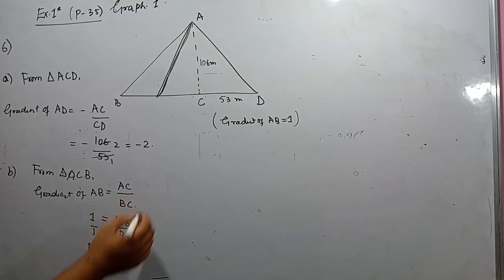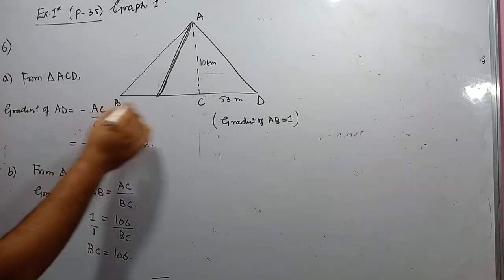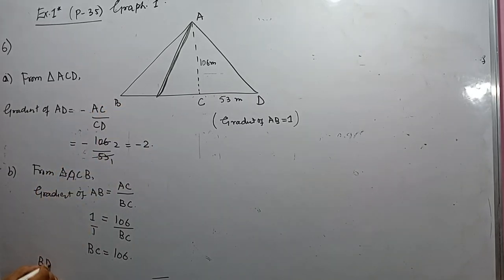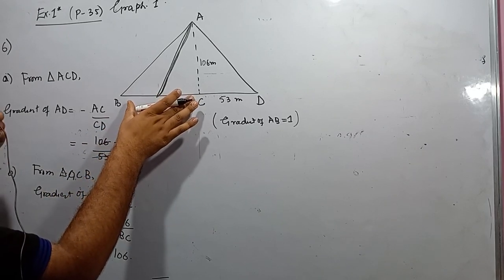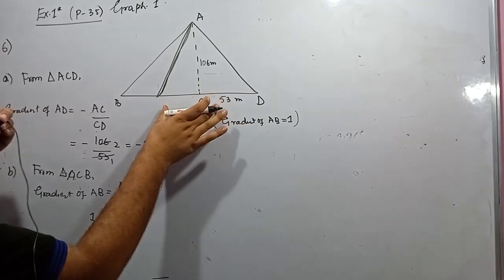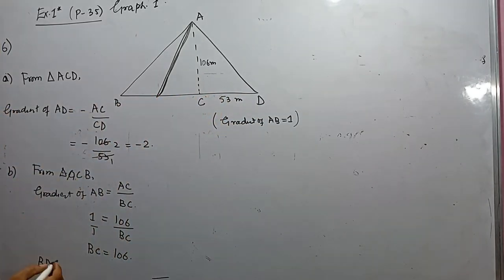We need to find the length of BD. You can see from the diagram, the first portion is BC and the second portion is CD. These two portions form the BD. So I will write BD is equal to BC plus CD. What is BC? That's 106 plus what is CD? That is 53. So we will add and we can write 153 meter is the answer of BD. It is the length of BD.